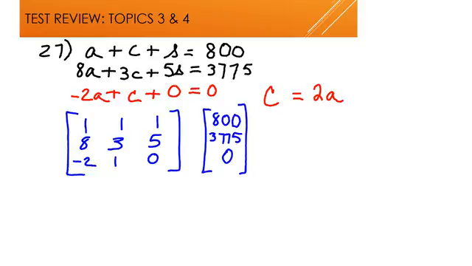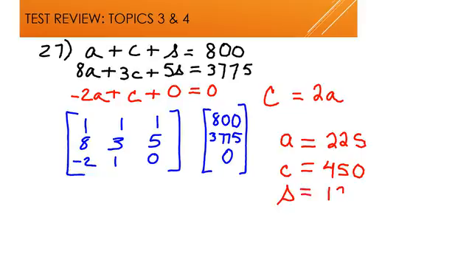And my answer will be A will equal 225 tickets, C will equal 450, and S, being the senior tickets, will be 125. And that will be my final answer. Okay, next problem.